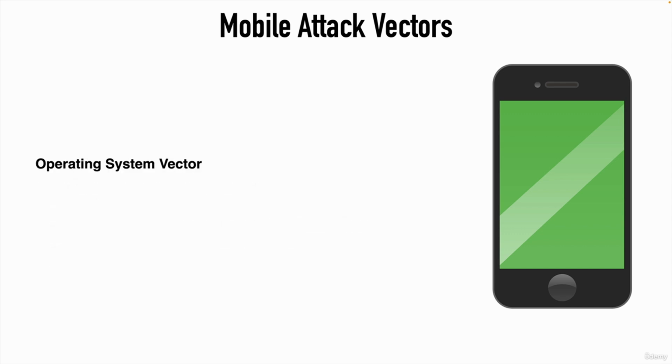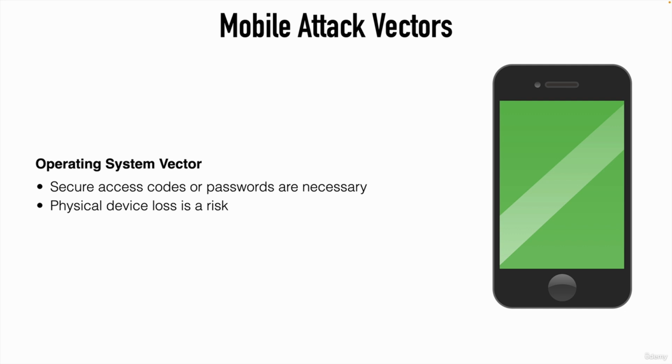Another general vector category is the operating system. Some of the basic considerations here will be to make sure that we're using secure passcodes, pins, or pattern locks in order to secure access to the operating system. Physical loss of a device can create a situation where a malicious user has untethered access to a mobile device, and that's a worst case scenario. We also want to make sure that users on the corporate network aren't utilizing devices with unauthorized operating system versions.